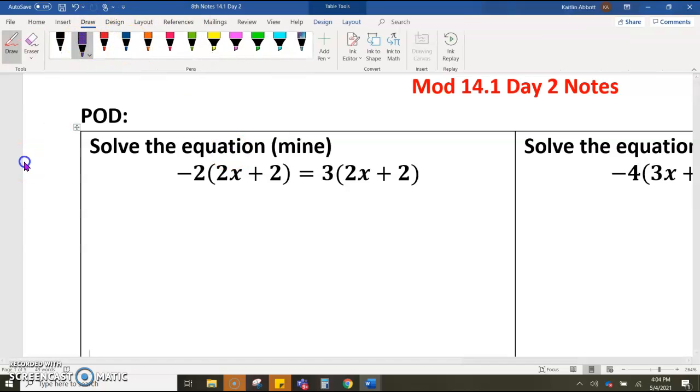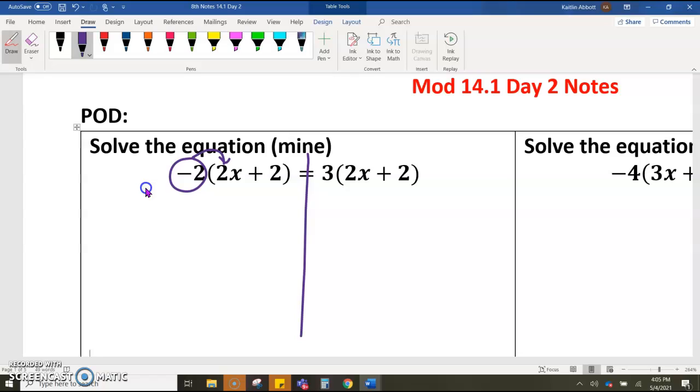Let's get color. So split your problem down the middle. Again, we are doing the same thing as the last class. So we are distributing this outside number to both terms on the inside. So this time we have a negative. We're going to do negative 2 times negative 2x.